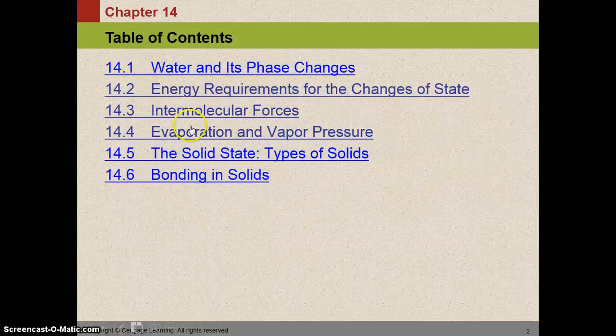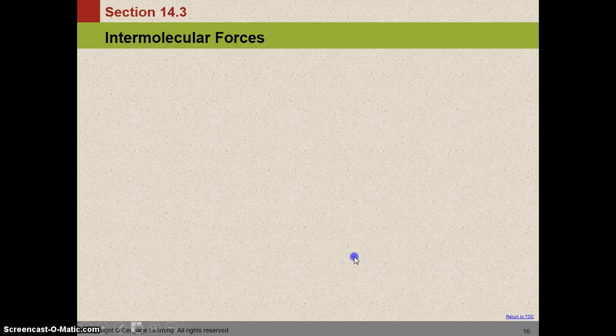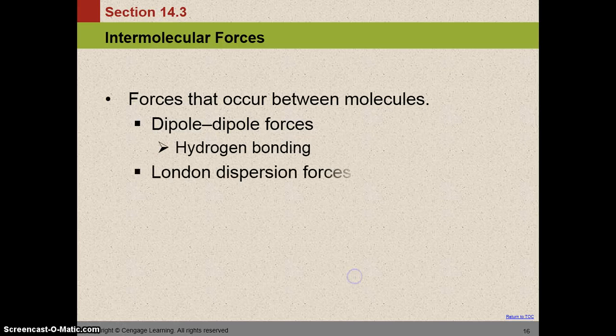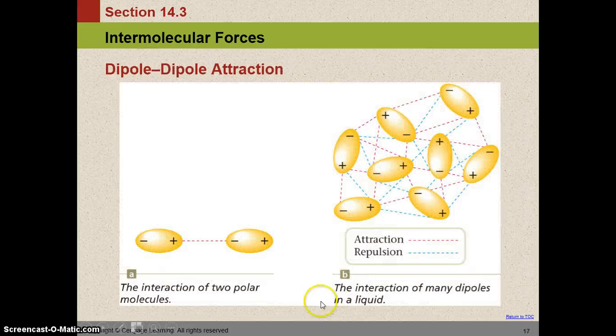In Chapter 14, we're going to take a look at intermolecular forces. Forces that occur between molecules are intermolecular forces, and one of those forces is called a dipole-dipole force. There is hydrogen bonding that happens within a dipole-dipole force. We have London dispersion forces as well, and we're going to go through each one of those today.